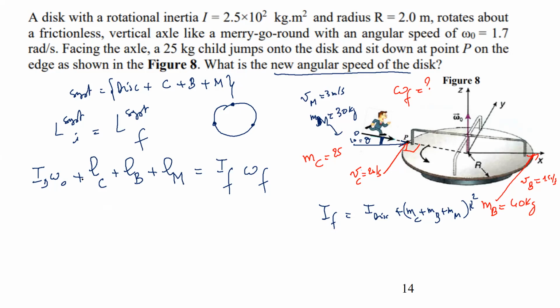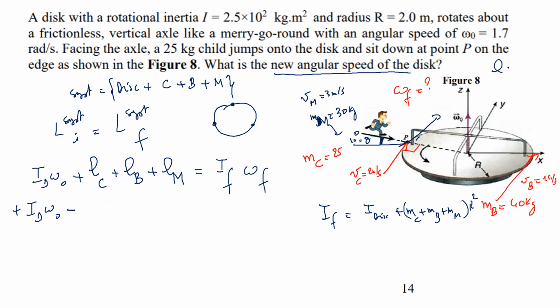Now, what is the angular momentum of child C? You see here, the rotation is clockwise, is positive, but child C has a negative angular momentum. Do you agree with me? Because child C here is rotating this way, and this is clockwise. So I will have I disk omega 0, and it's a plus. But now the angular momentum of child C is negative, it will be minus. Now how to get it?